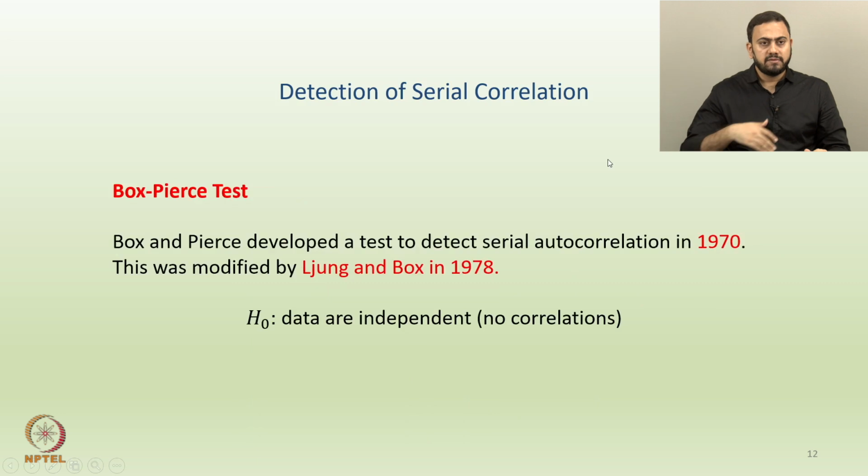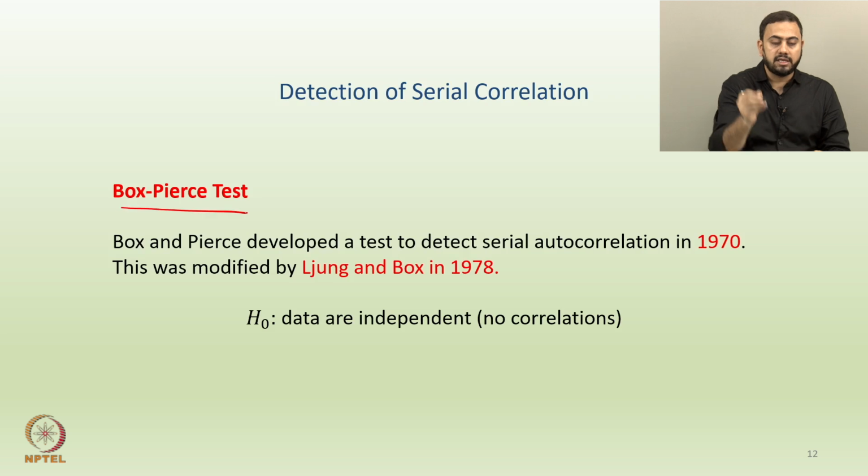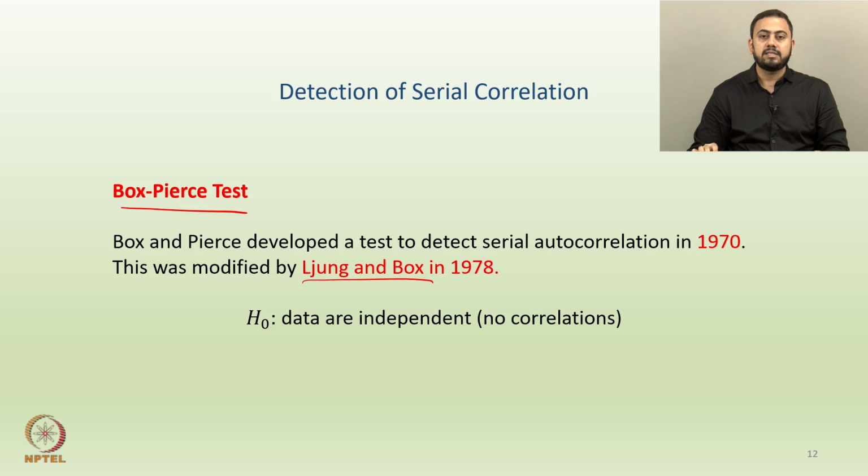And then by the way, you have some formal tests in this regard also. So, one can go ahead and test it formally using, let us say, the Box and Pierce test, or let us say the Ljung and Box test. By the way, Box and Pierce developed a test to detect serial autocorrelation back in 1970, and then this was modified by two other people, Ljung and Box, in 1978. So, the Box-Pierce test and the Ljung-Box test are two tests for checking whether serial correlations are there or not.